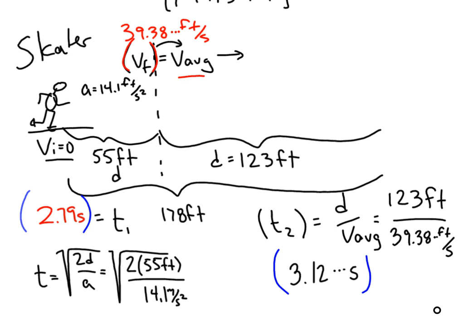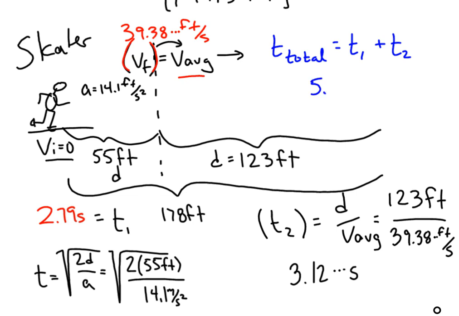be added together to get the total time, because of course time is a cumulative thing. If you spend a little bit of time doing one thing, a little bit more time doing something else, that time just adds on to find the total. So the total time for the skater would just be the time it took him to accelerate in interval 1 plus the time it took him to keep his speed in interval 2. That's that 3.12 seconds plus the 2.79. So we end up with a total time of 5.9... seconds. Now we're done with the skater and everything we have to find.